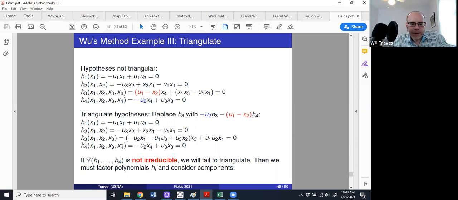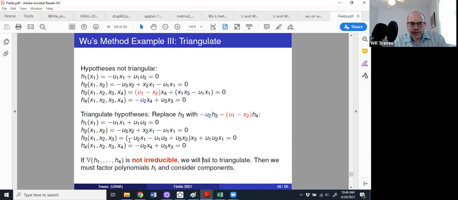Okay, and then so I've shown you one way to try to triangulate a system using this kind of substitution, if you wish, or you could think of it in Gröbner bases. We would have called this an S polynomial. We did a computation like that. But unfortunately, it turns out that you can't always triangulate a system like this. You can write down systems that you can't triangulate using these techniques.